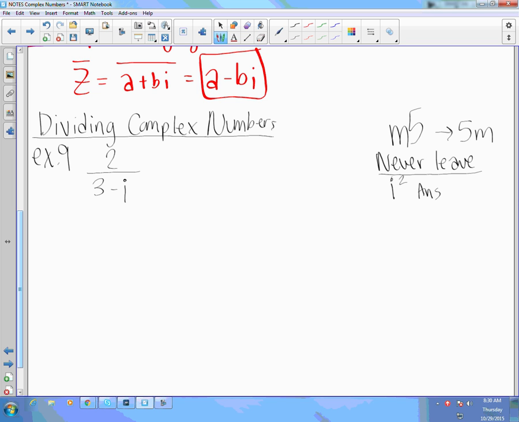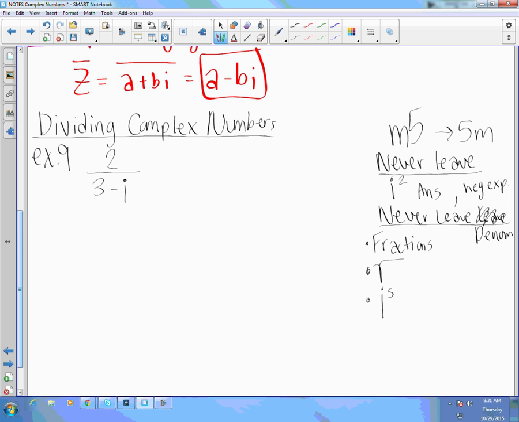Also, fractions are really picky. Never leave certain things in the denominator. There are a lot of things we don't like in the denominators of fractions. We never leave fractions in the denominator of fractions. We never leave square roots in the denominator of fractions. And we never leave i's in the denominator of fractions.